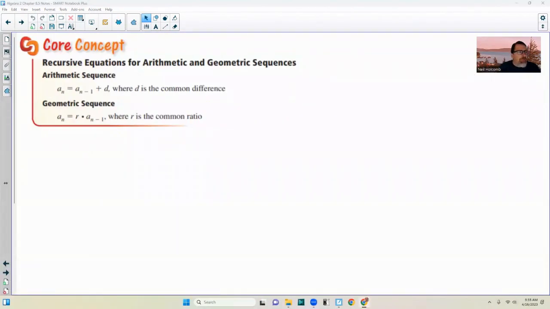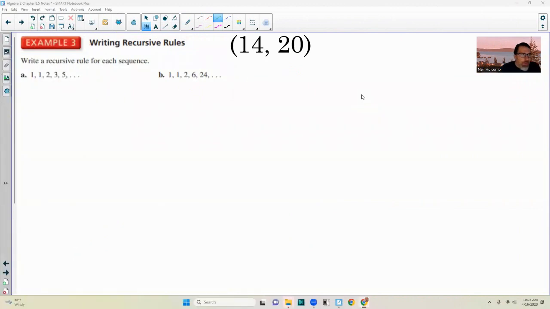Okay, core concept, recursive equations for arithmetic and geometric sequences. Arithmetic sequences are a sub n equals a sub n minus 1 plus some common difference d. Okay, and the geometric sequence is a sub n equals our common ratio times a sub n minus 1. So there are the equations for arithmetic and geometric recursive equations, and we'll use those in the next examples. Okay, example 3 is writing recursive rules more.